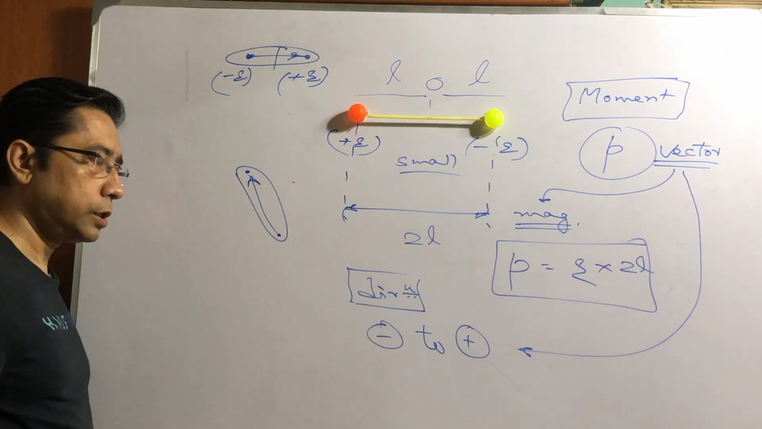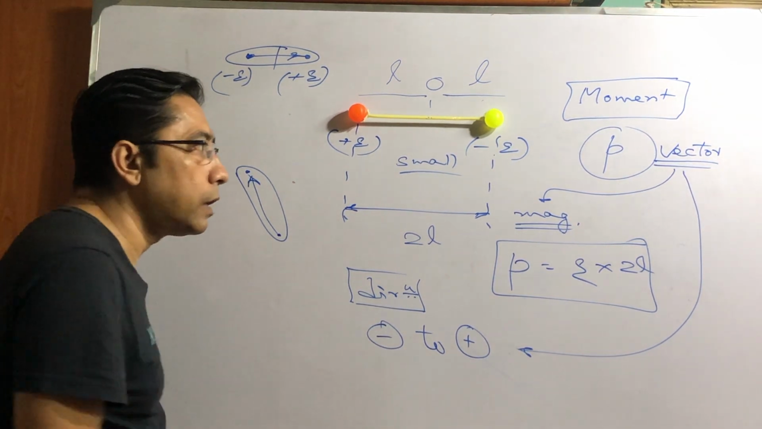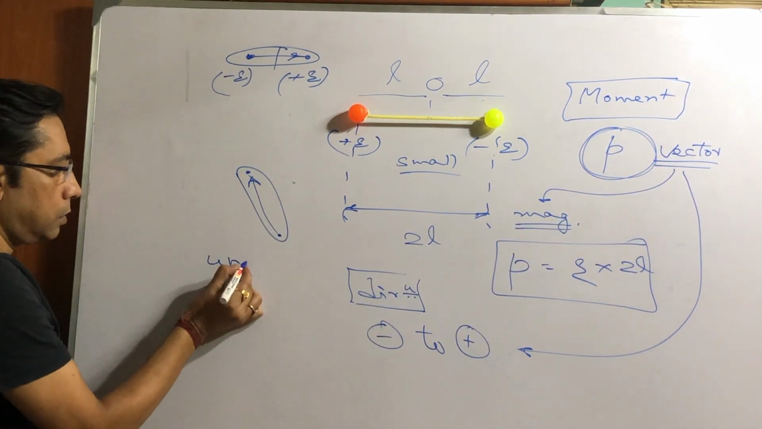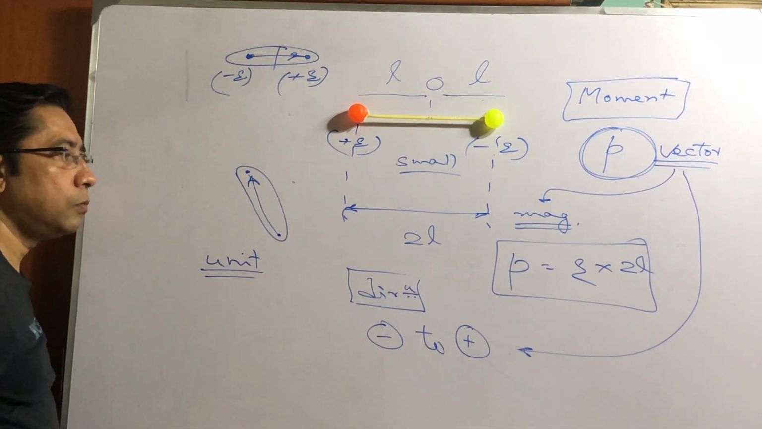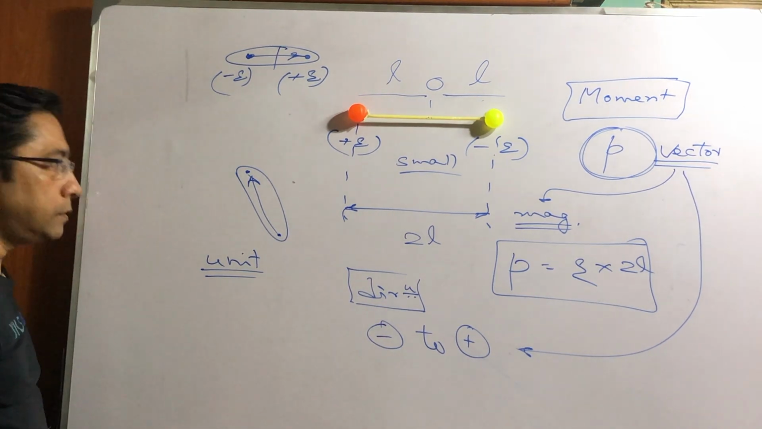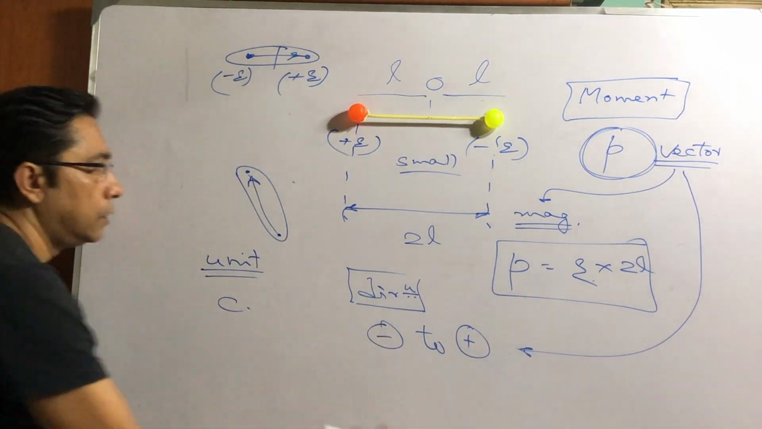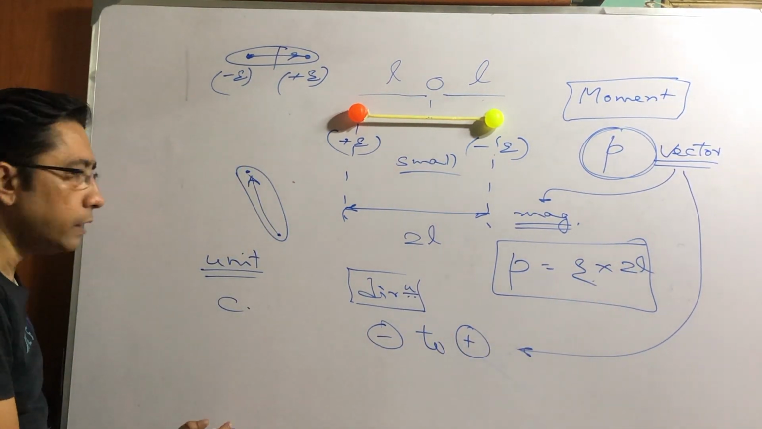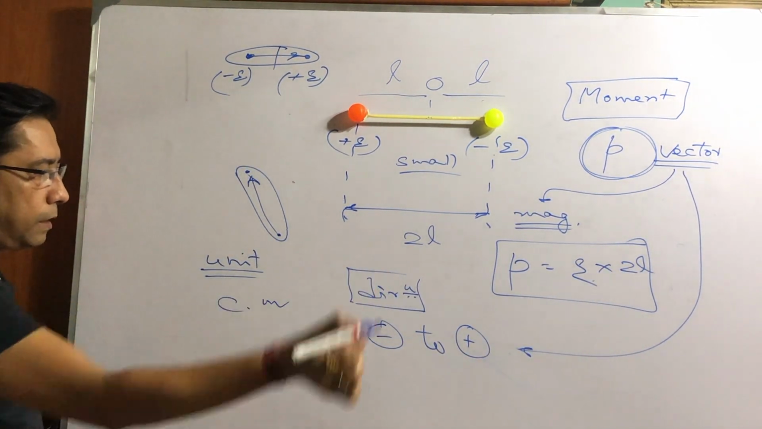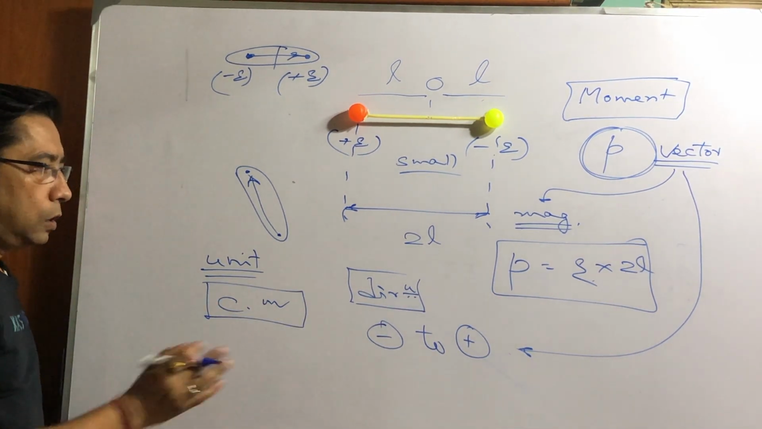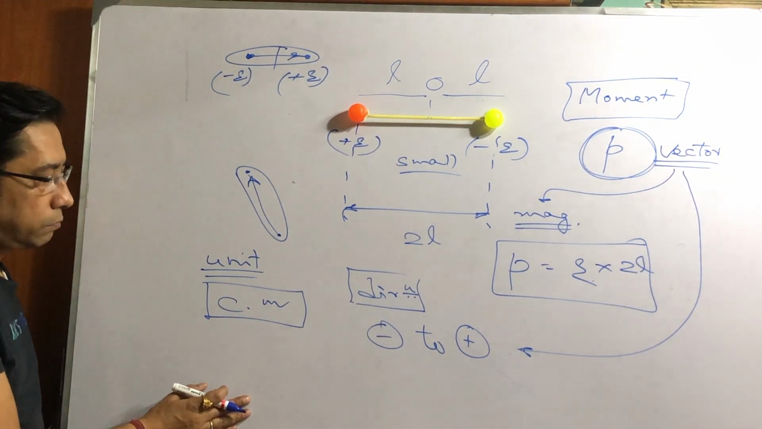Now another question comes, but before that let us understand its two more properties. Dipole moment unit. So the unit of dipole moment is Q into 2L. Q has a unit, coulomb. 2L, that means length. Length has a unit, meter. So in the SI system, we measure dipole moment with the unit coulomb meter.